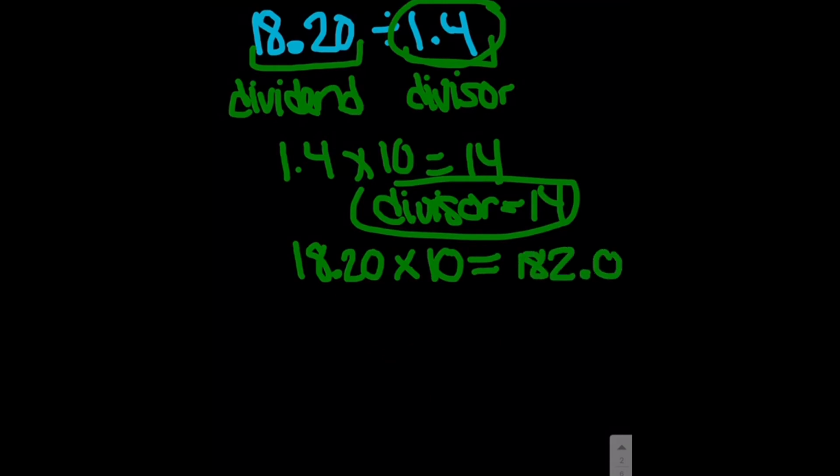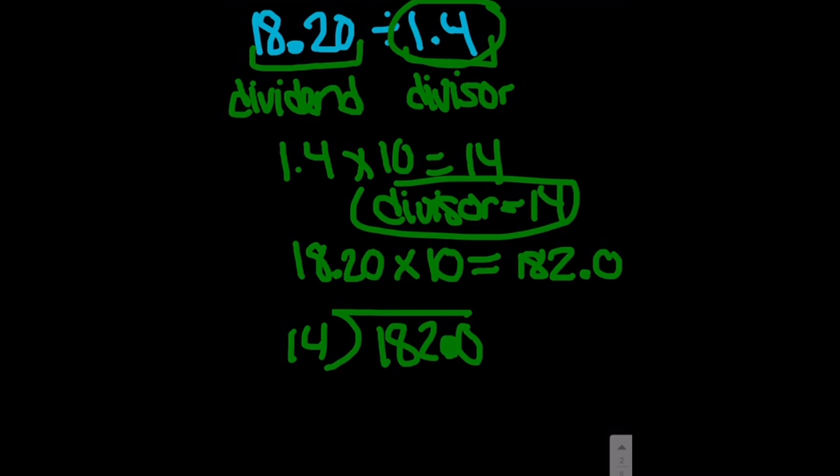182.0. The 0 doesn't mean anything really, but we're going to put it in our rewrite and solve. So that would be 182 over 0, and that's 14 here.